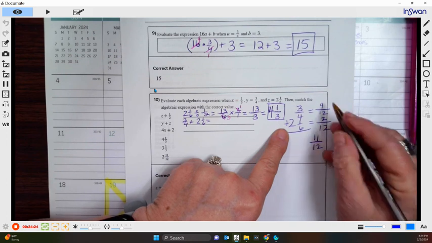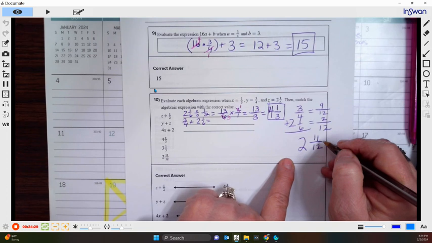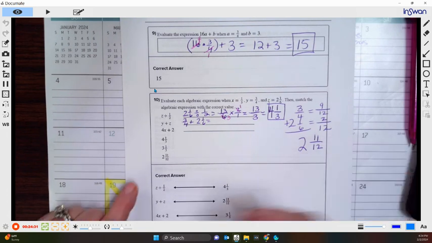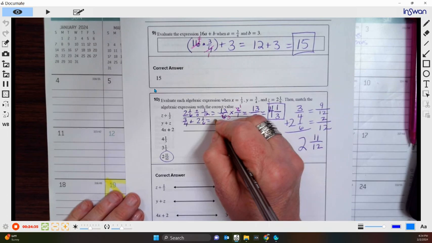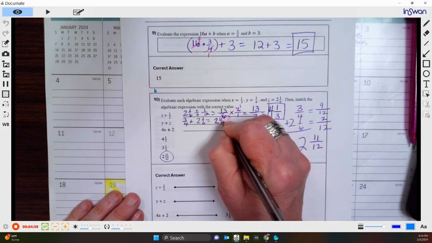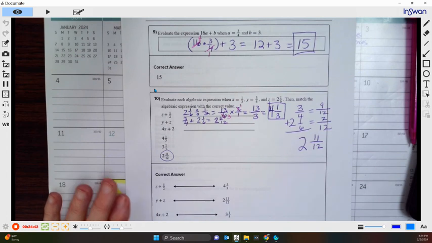Remember, the denominator stays the same. And I have the whole number of 2 that goes with it. So it would be 2 and 11/12, which is right here. And where we work that out, I'm just going to move it over here, 2 and 11 over 12. Of course, you would be entering that on the computer, so it's not going to be as complicated.